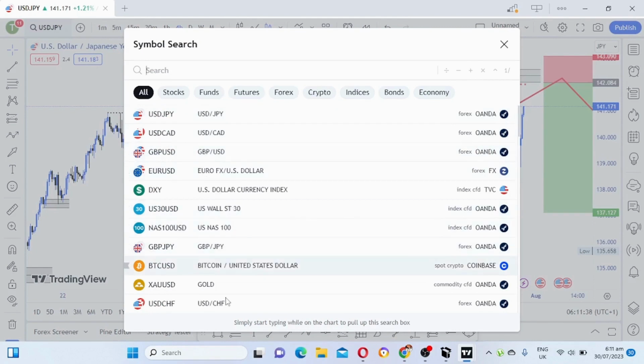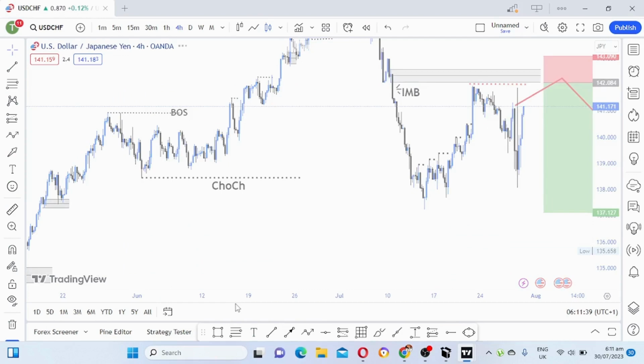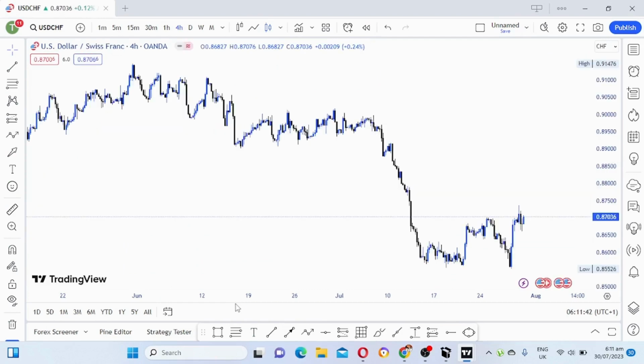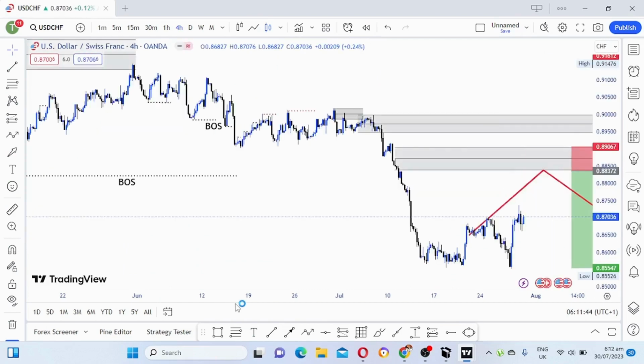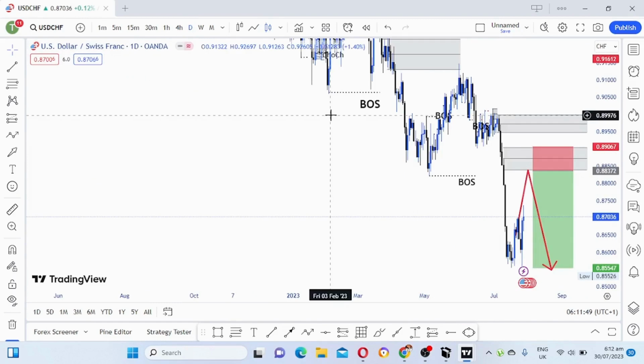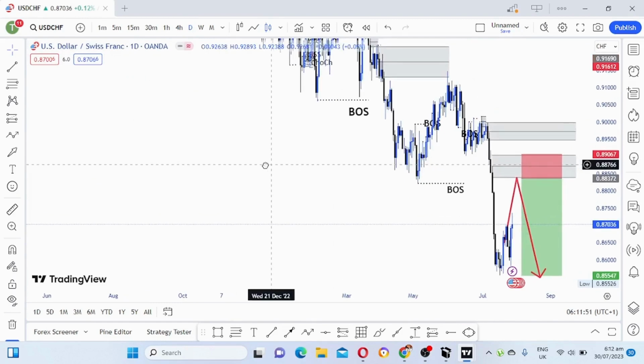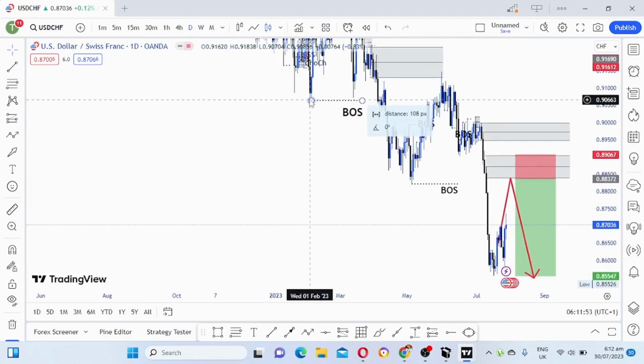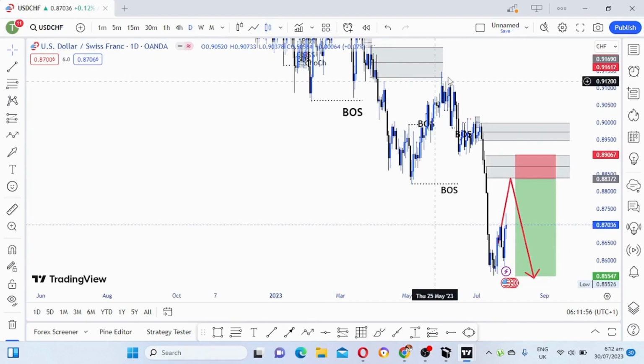Now let's look at USD CHF. As you can see on the daily, we broke structure to the downside. We are making lower low, lower high, lower low.